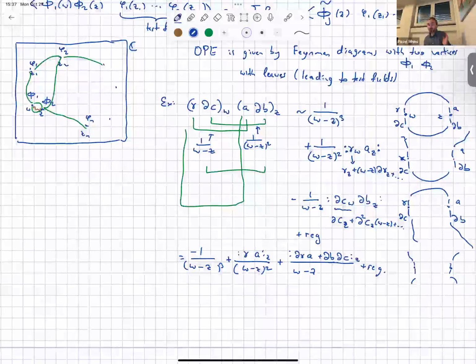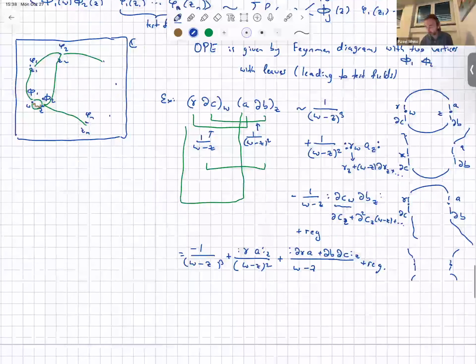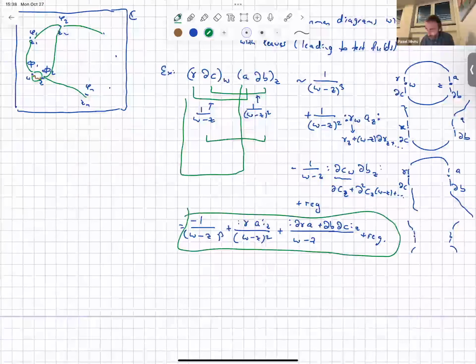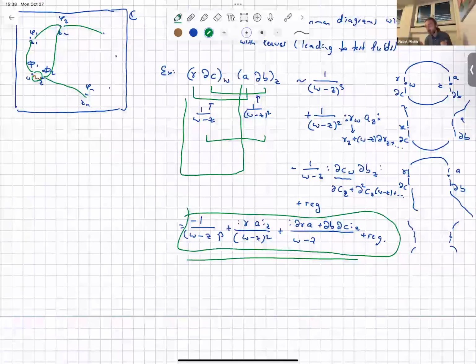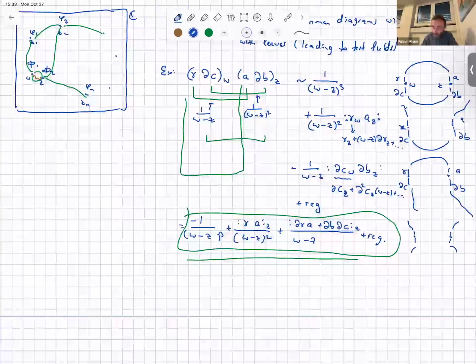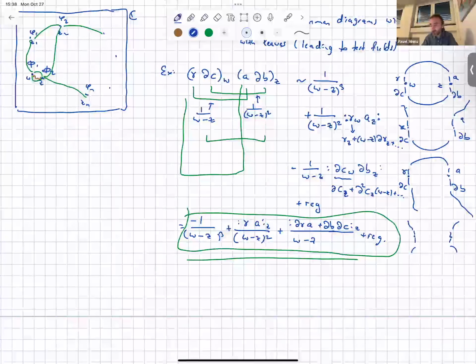So this is ultimately how you calculate OPEs. You are looking at Feynman graphs with two vertices and with leaves allowed, and then you also need to re-expand the fields that you get at W in terms of the point Z using just Taylor expansion. So that's the recipe. And in our example, we got this nice Laurent series where we wrote explicitly its principal part. But if you work a little bit more, you can write explicitly the regular part as well, if you just don't forget the regular terms.